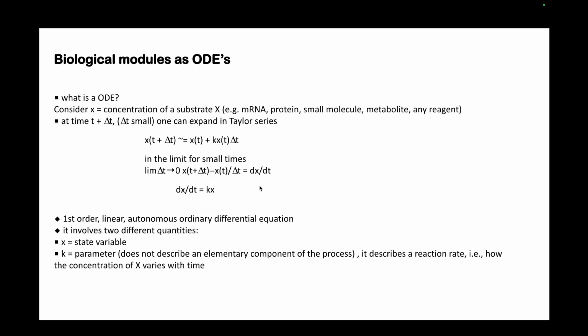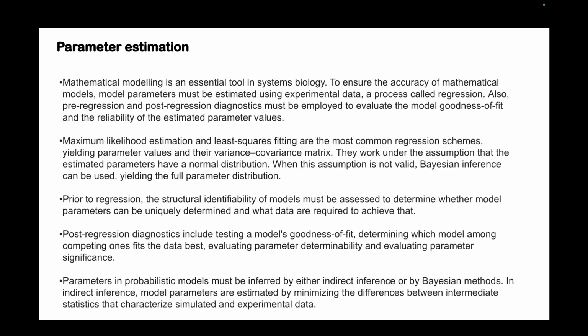So as delta t tends to 0, (x of t plus delta t minus x of t) by delta t is basically dx by dt. This k here is the chemical reaction constant, or the reaction rate. So dx/dt is equal to kx. This is a first order linear autonomous ordinary differential equation. It involves two quantities: x, which is your state variable, and k, which is the parameter. It describes the reaction rate, that is, how the concentration of X changes with time. So this is how you write ODEs using biological information.